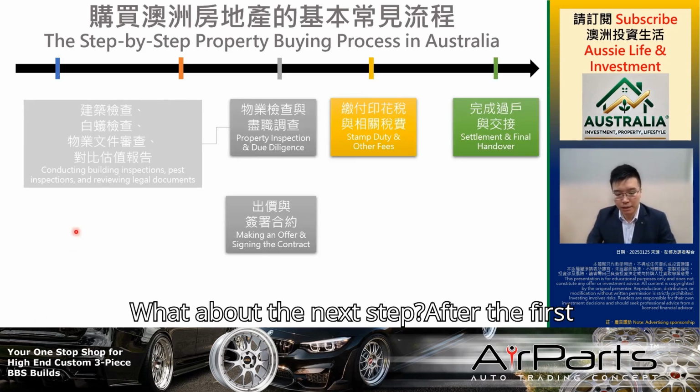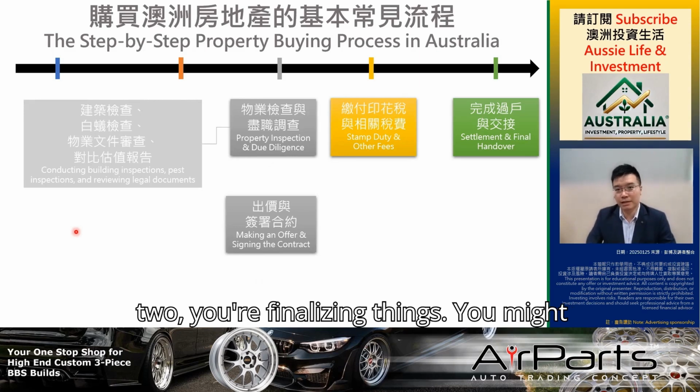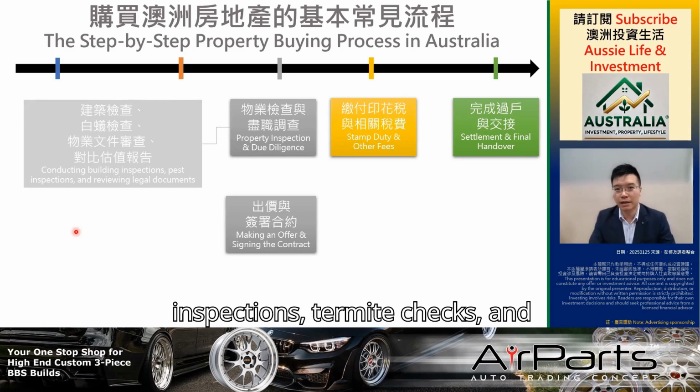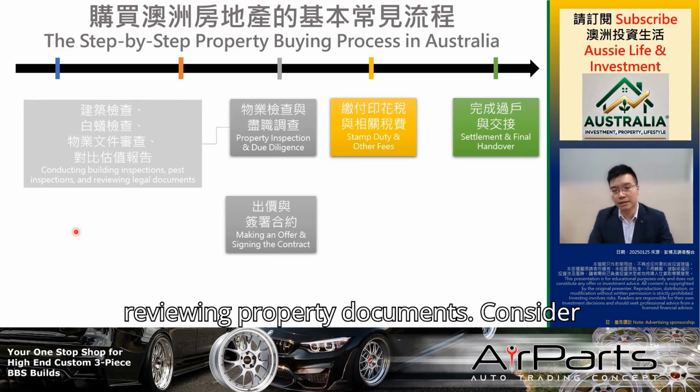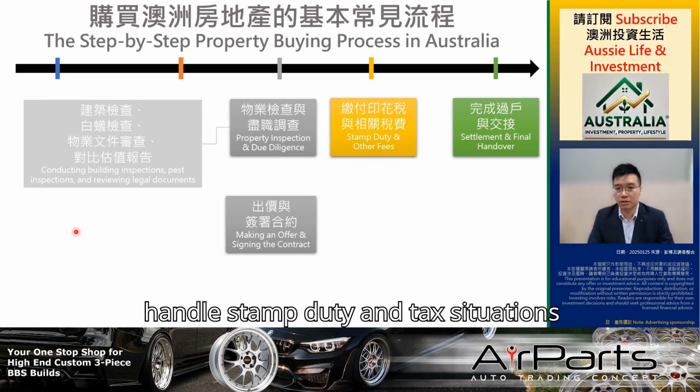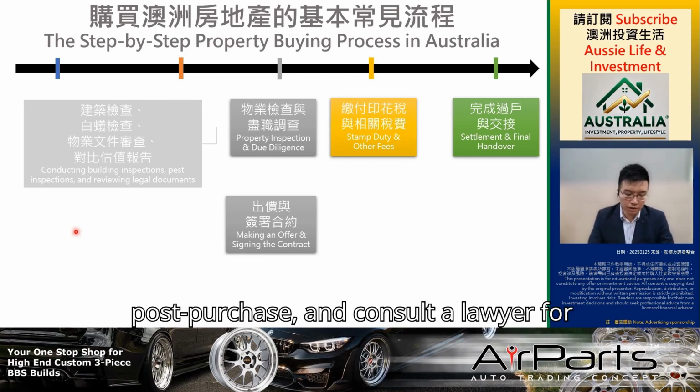What about the next step? After the first two, you're finalizing things. You might spend more time and money on building inspections, termite checks, and reviewing property documents. Consider different documents and valuations. Handle stamp duty and tax situations post-purchase, and consult a lawyer for details.